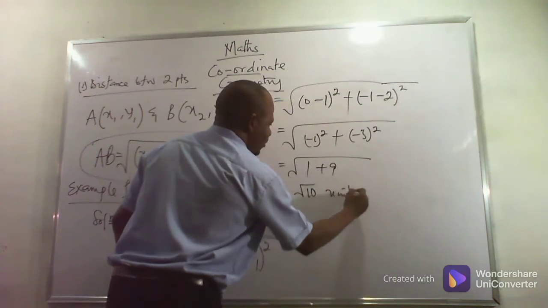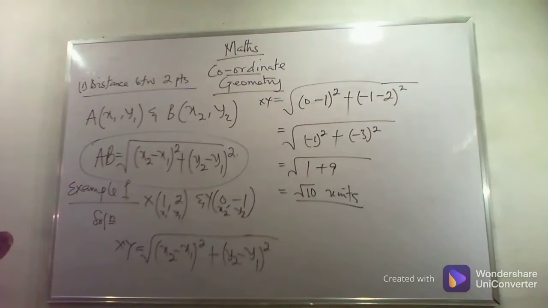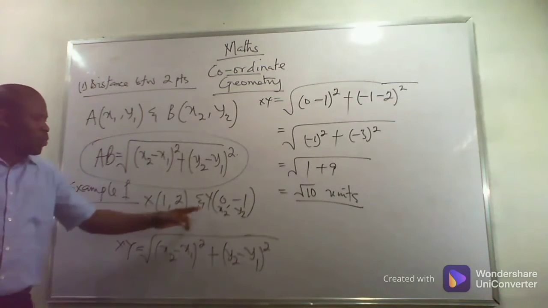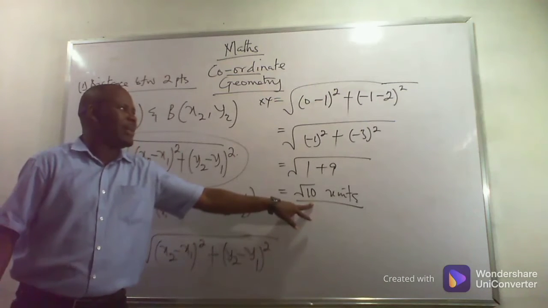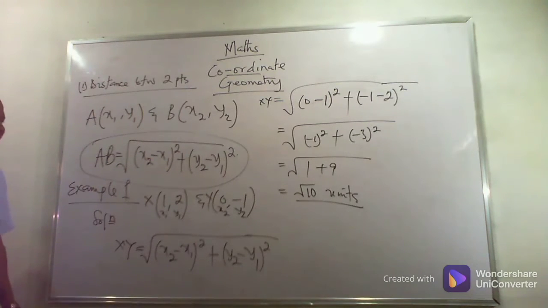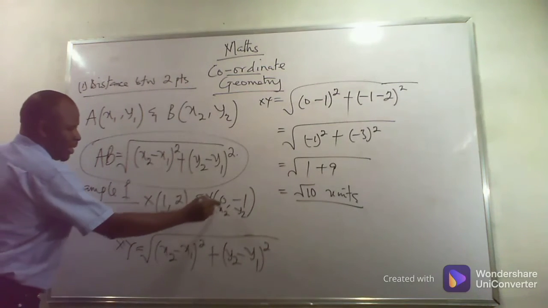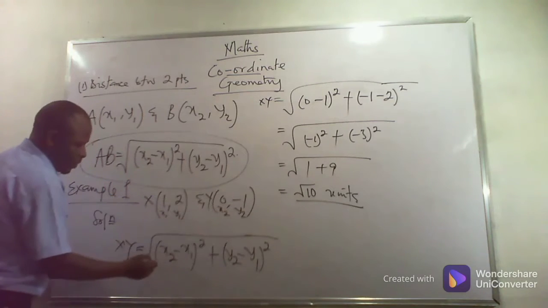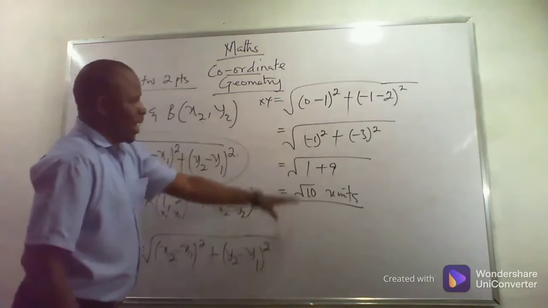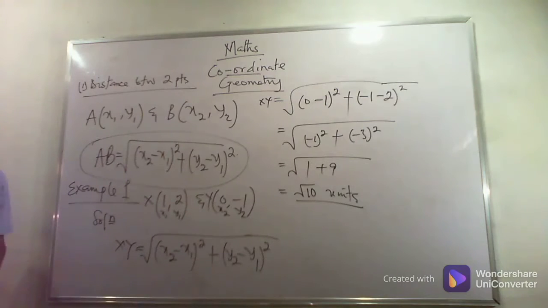You put units. So it follows therefore that the distance between X and Y is root 10. That is the solution to example number 1. You fix x1, y1, x2, y2 into the formula and we analyze this way. This is example 1. We're still going to solve another example. I'm trying to give you time so that you can write what you have on the board.